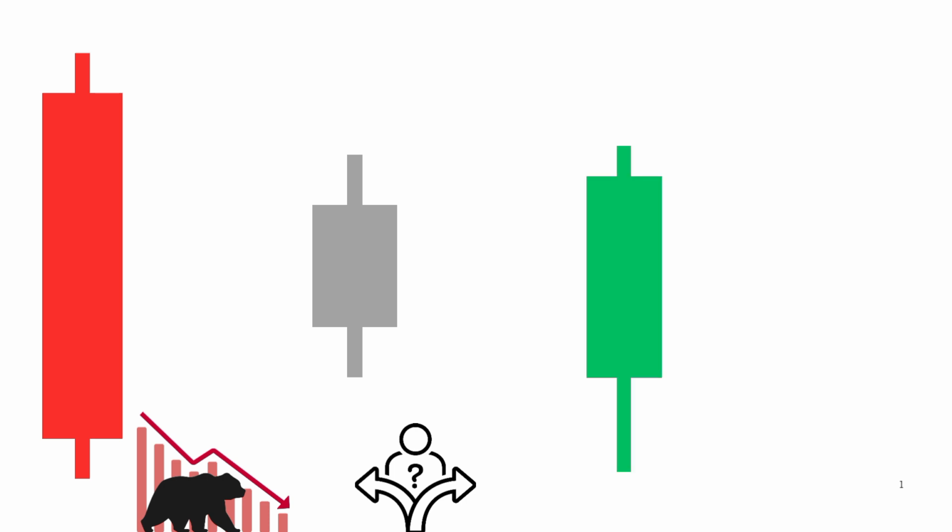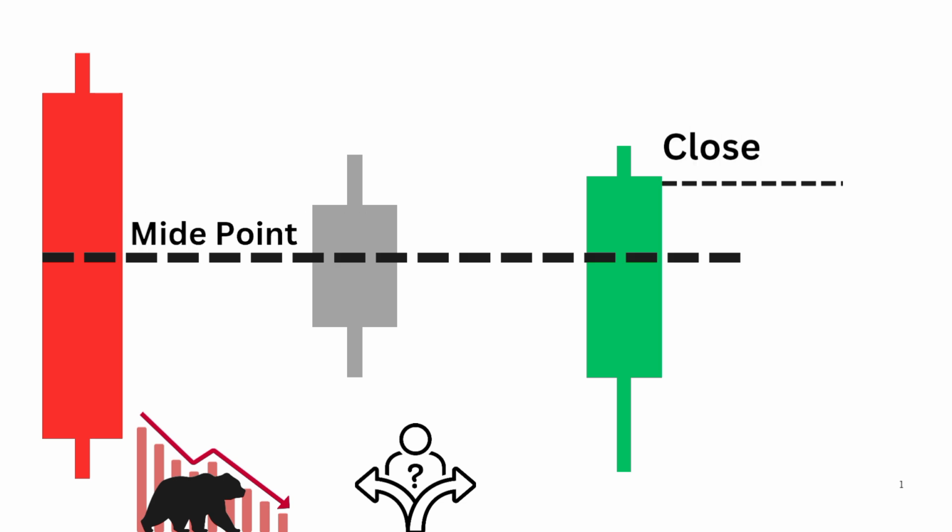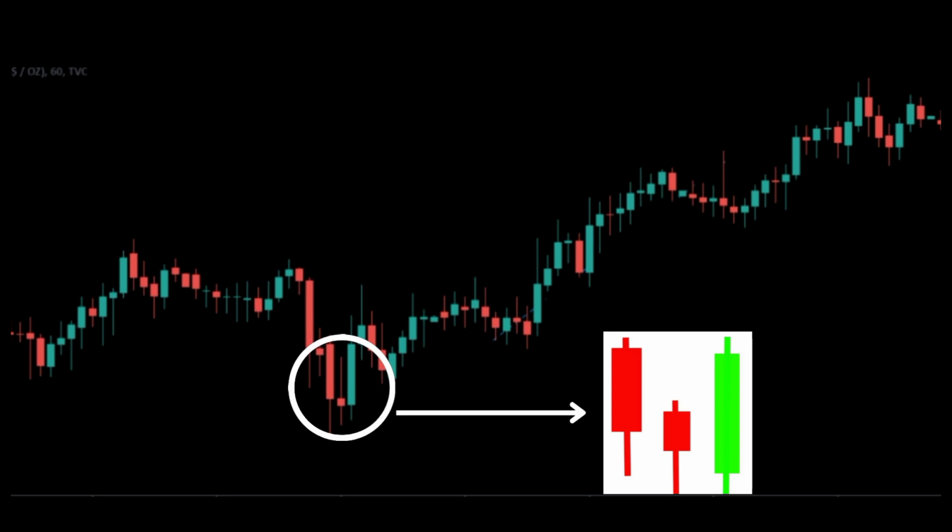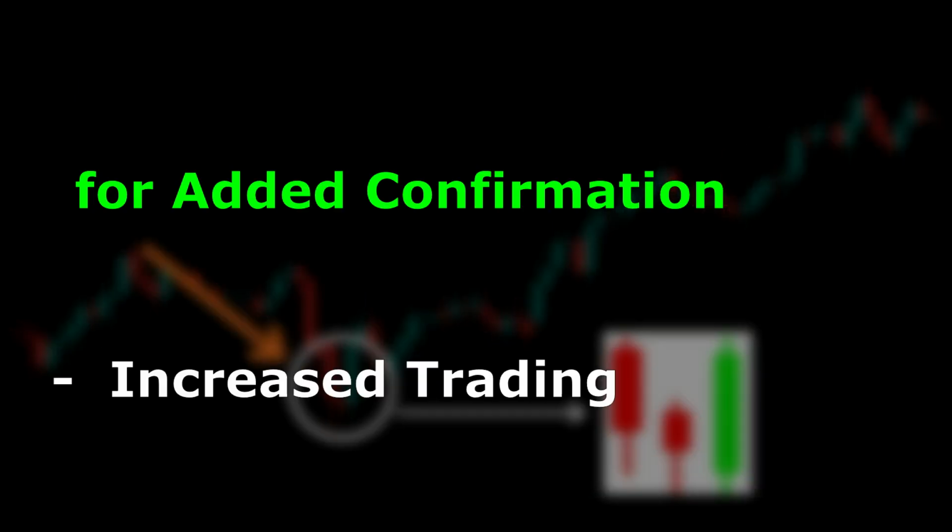Second candle, a smaller candle, either bullish or bearish, with a narrow range, indicating indecision or weakening momentum. Third candle, a strong bullish candle that closes above the midpoint of the first candle. The morning star typically appears at the end of a downtrend, suggesting that buyers are regaining control. For added confirmation, look for increased trading volume during the third candle.